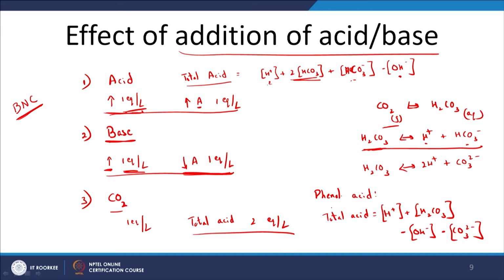But for phenolphthalein acidity, how would your particular system change? This is phenolphthalein acidity, not total acidity. How would the system change when you add carbon dioxide? We know that total acidity changes by 2 equivalents per liter. CO2 can dissociate into H2CO3, so if I am adding more CO2, the phenolphthalein acidity would increase by 1 equivalent per liter. So, when I increase CO2 by 1 equivalent per liter, the total acidity increases by 2 equivalents per liter, but the phenolphthalein acidity would only increase by 1 equivalent per liter.